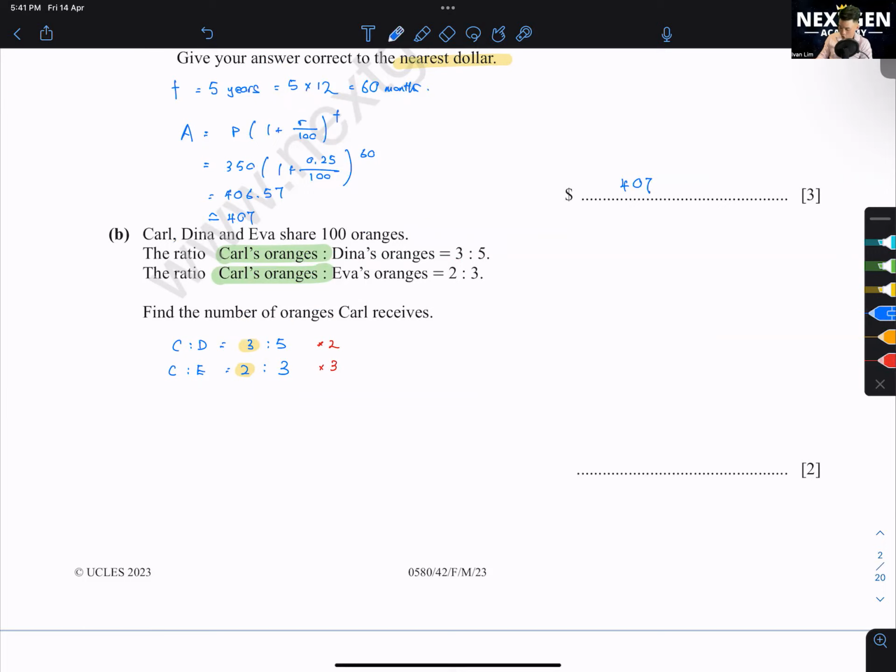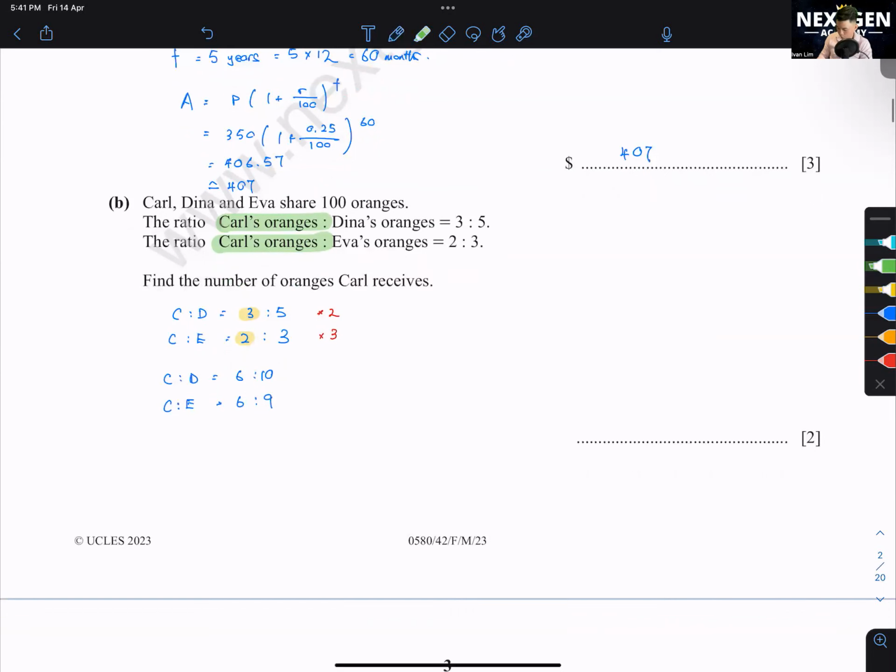Okay, so I change the ratio right now to what? This will be 6 to 10. This will be 6 to 9. Okay, now you see both of these are common already. So I can put all of it together like this in the same ratio. Okay, so 6 to 10 to 9. Okay, so make sure you all convert it like this first. Okay, if you don't convert it, you cannot go and compare.